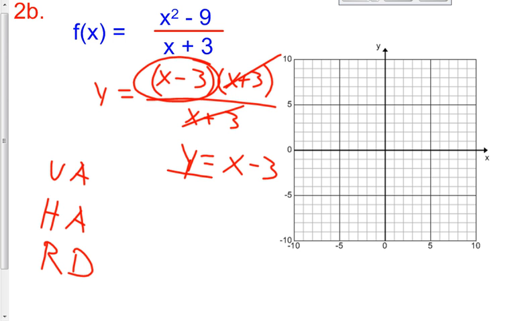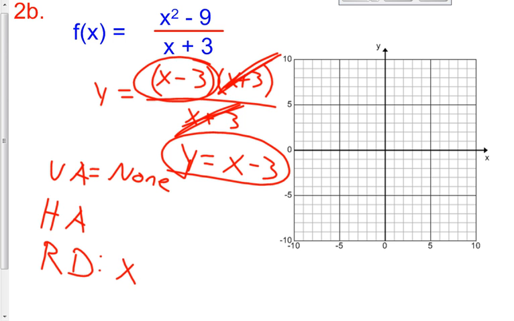This is y equals mx plus b. This just looks like a straight line. So for our vertical asymptotes, we don't have a denominator right here, so there is none. Right? Our removable discontinuity, we do have a hole in this one. Our hole is the factor that canceled, which is the x plus 3 factor, which means our removable discontinuity is x equals negative 3.